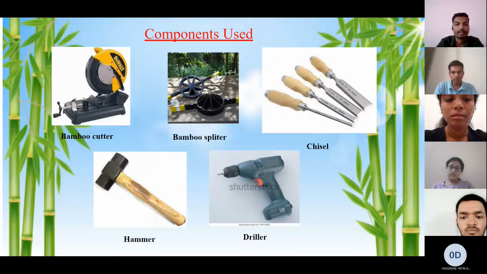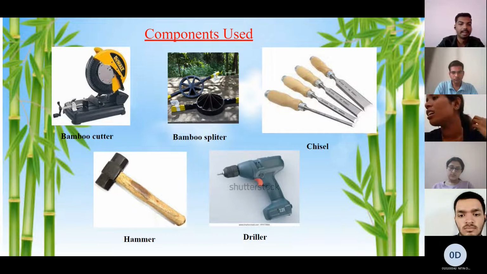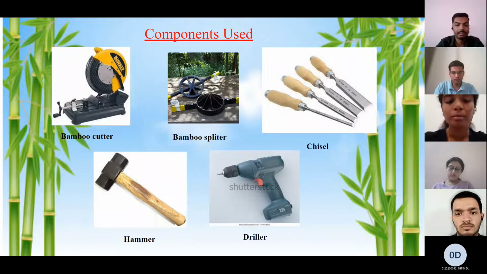The chisel is used to clear the nodes or to make a flat surface. The hammer is used to strike the bamboo. And the drill is used to make holes to make a joint or to insert the key in the bamboo.